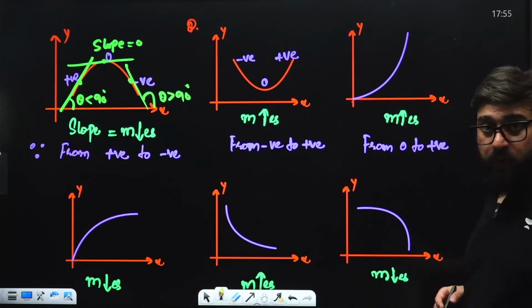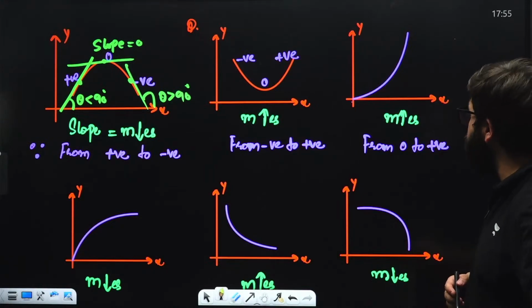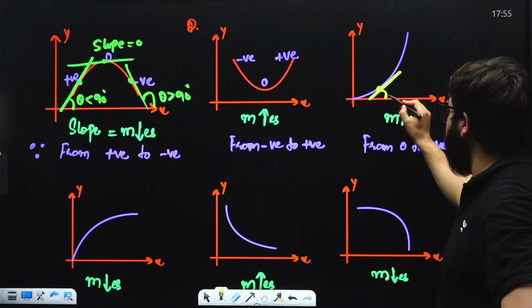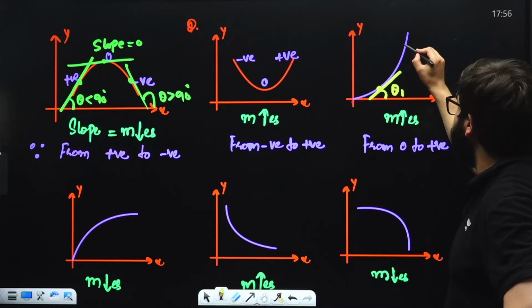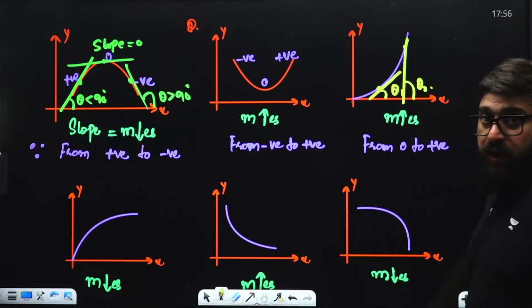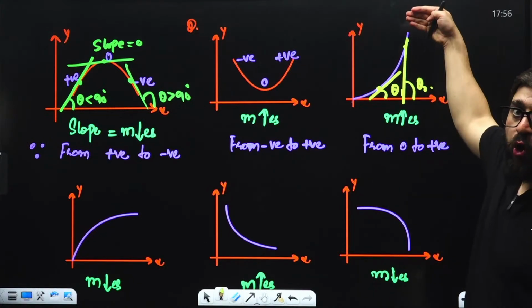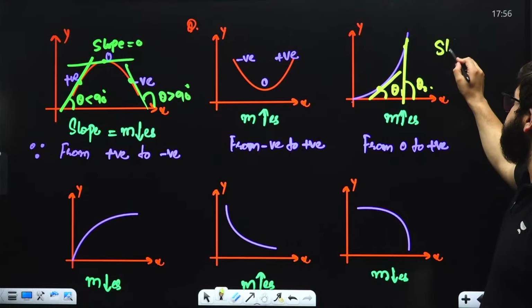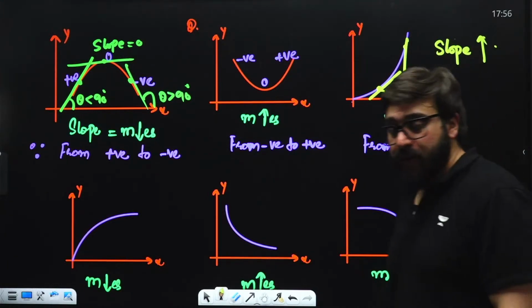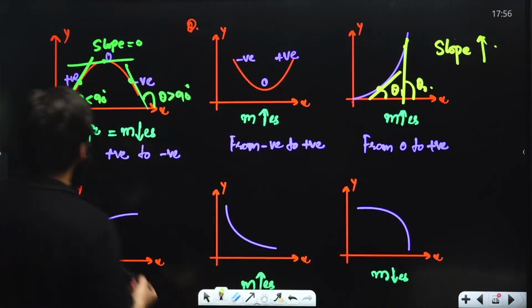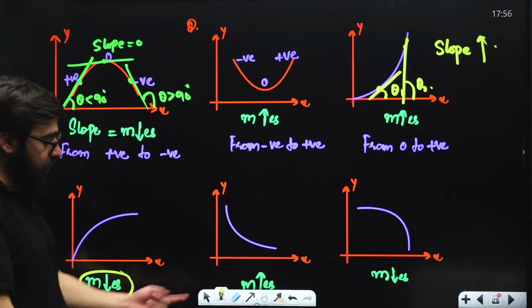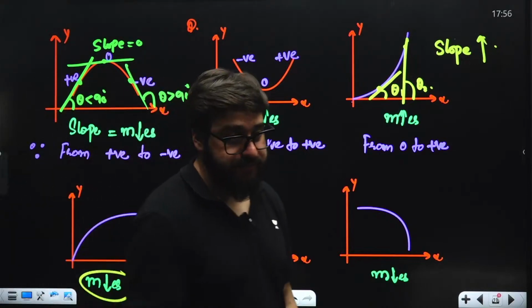Let's talk about this one. This point over here, it is making the angle, let's suppose theta 1. It is making the angle, let's suppose theta 2. And in this particular case, slope is increasing. Clearly, we can say slope is increasing. It is exactly like this. Here, slope is decreasing. Here, slope is increasing.